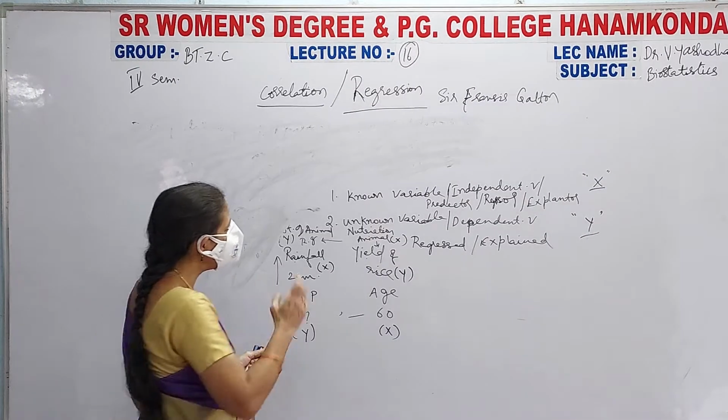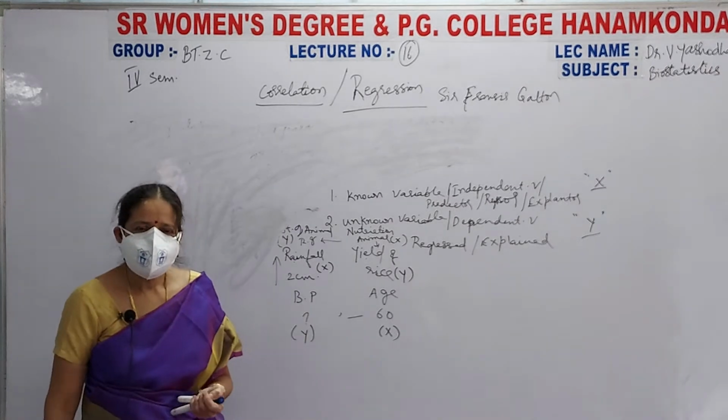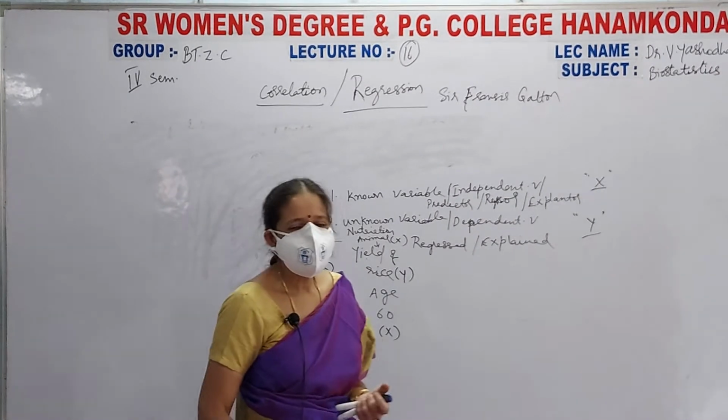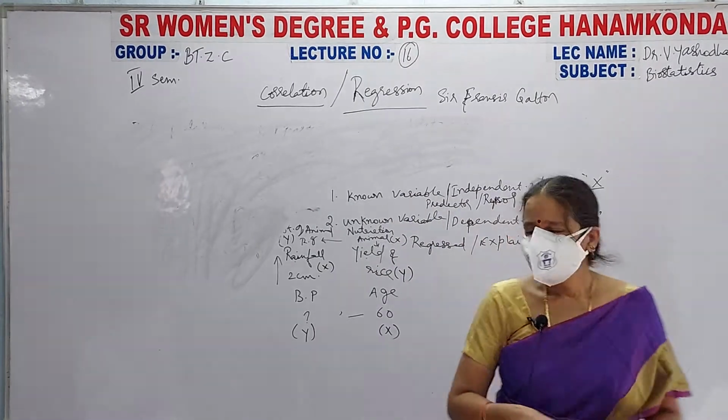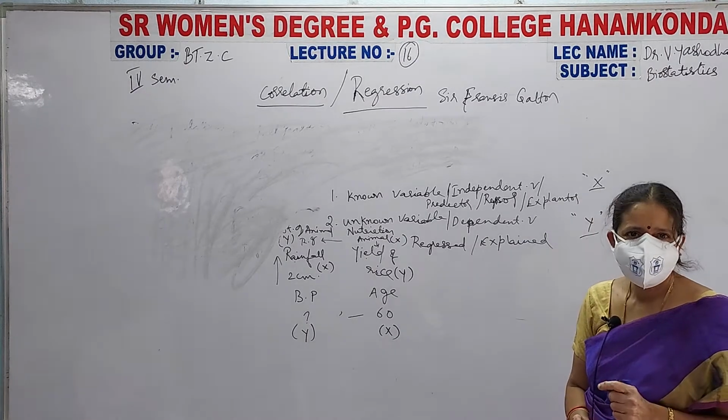Next one, in regression, the known variable, that is X, the independent variable, is a random variable. That means there may be 2 or 3 of them, and they are randomly picked variables, but the unknown variable is a fixed variable because we have to calculate it.